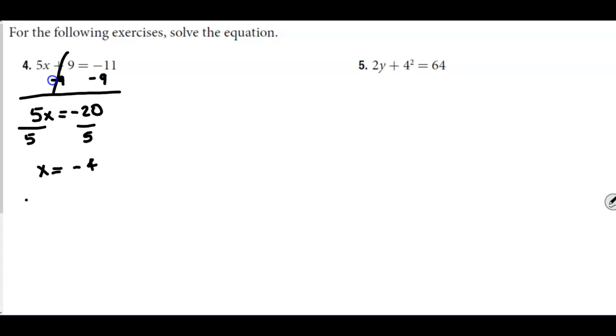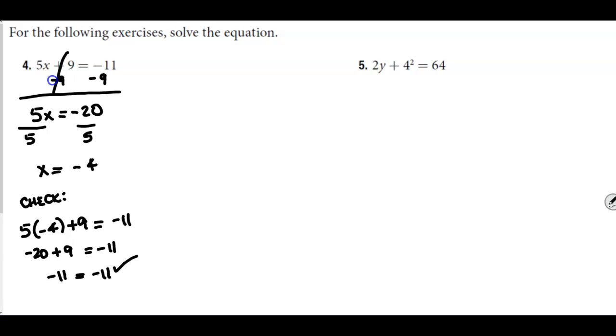Now if we plug that back in to check our results to make sure our solution works, we would say 5 times negative 4 plus 9. We want to check and see if that's equal to negative 11. Well, 5 times negative 4 is negative 20. When we add 9 to that, that gives us negative 11, and therefore that checks.